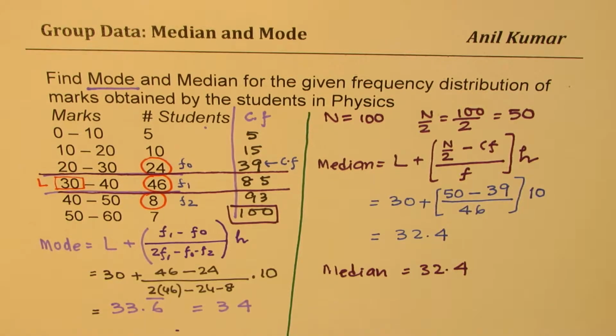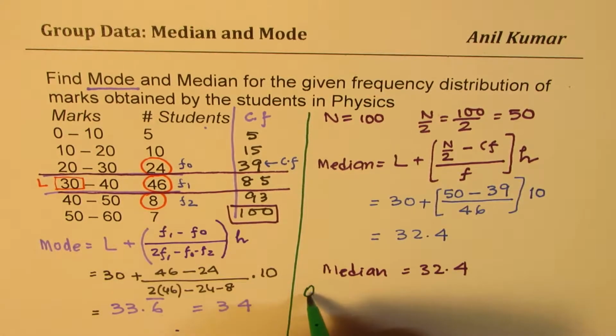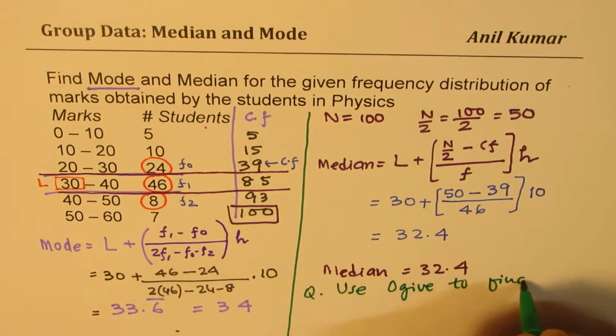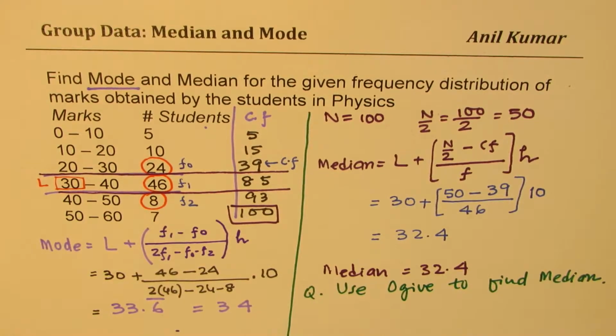Now I'd like you to look at the cumulative frequency graph, the Ogive, for the same data, and from there I'd like you to find the median, right? So the question for you here is, use the Ogive to find the median. Correct? So find the median from the Ogive and then compare your value. What do you get? So I hope that makes sense.